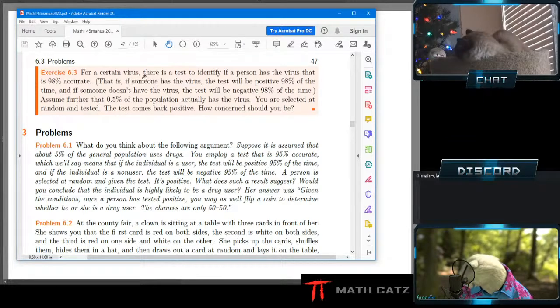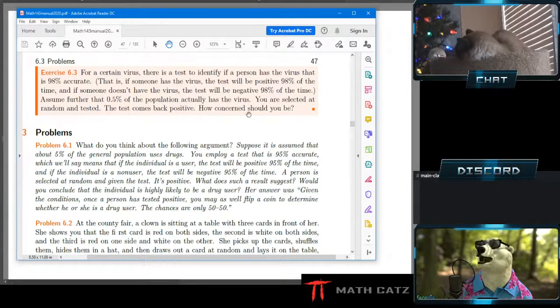For a certain virus, there is a test to identify if a person has the virus, an unknown virus, nothing relevant to today's situation. The test is 98% accurate. What does that mean? It means that if someone has the virus, the test will say positive, you have it, 98% of the time. It's not a perfect test. And if someone doesn't have the virus, it's going to say negative, meaning you don't have the virus, 98% of the time. So it's going to have an error in it, unfortunately. Assume further that, let's say, 0.5% of the population actually has the virus.